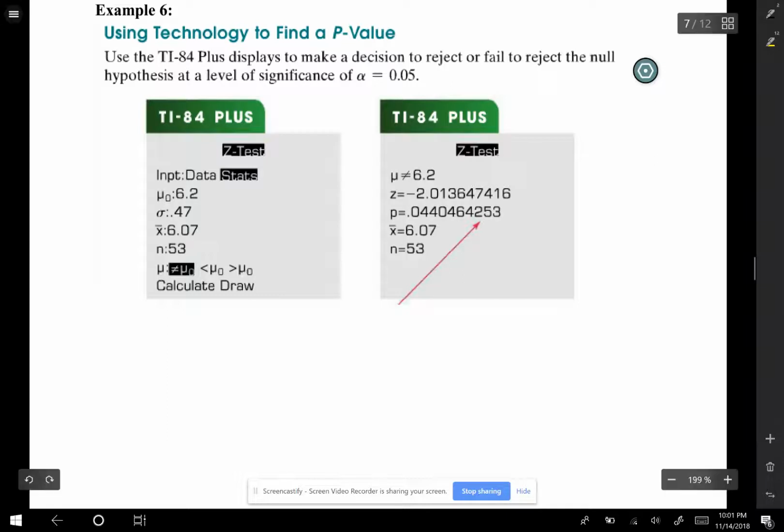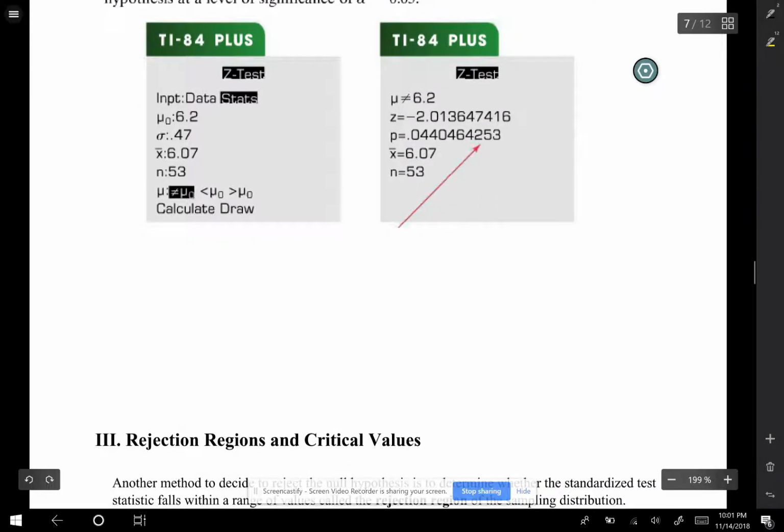But if you're going to use the TI-84 calculator to make your decision, here is what you're going to see. So you're going to input your data. They inputted the population mean, the standard deviation, the sample mean, and the sample size. And then you're going to tell the calculator whether to use not equal to, less than, or greater than.